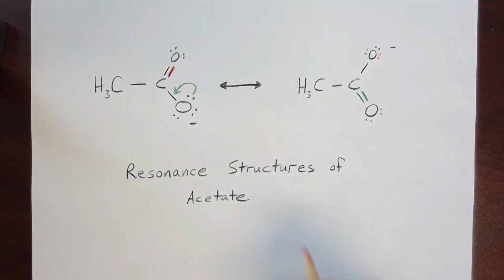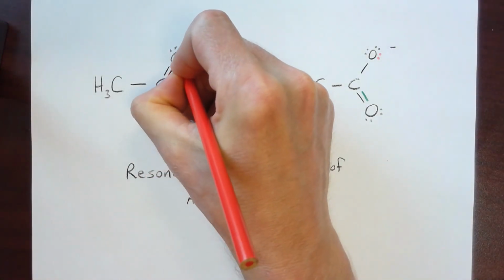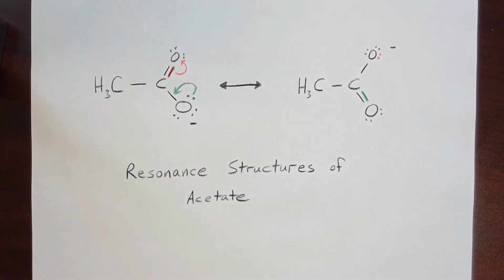Notice that for resonance structures, we use a double-headed arrow because this is not an equilibrium reaction. The true structure is an average of the resonance structures.